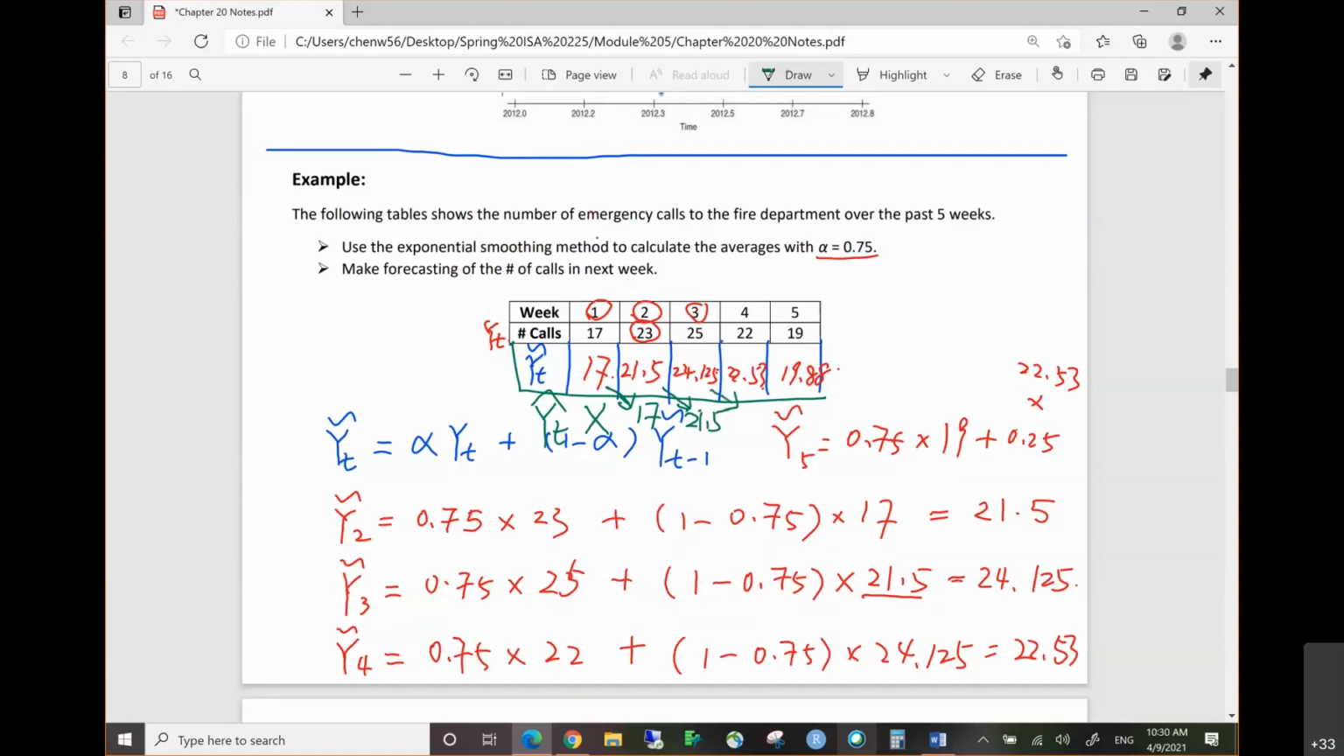So it is switched by one: 24.125. Next one, 22.53 for week 5. And then the last one, for week 6, the prediction is 19.88. All right, so that is how you get the prediction based on the exponential moving average method. Again, the whole point is depending on your estimated value. Once you have the estimated value, the predicted value will just be shifted from the previous one.